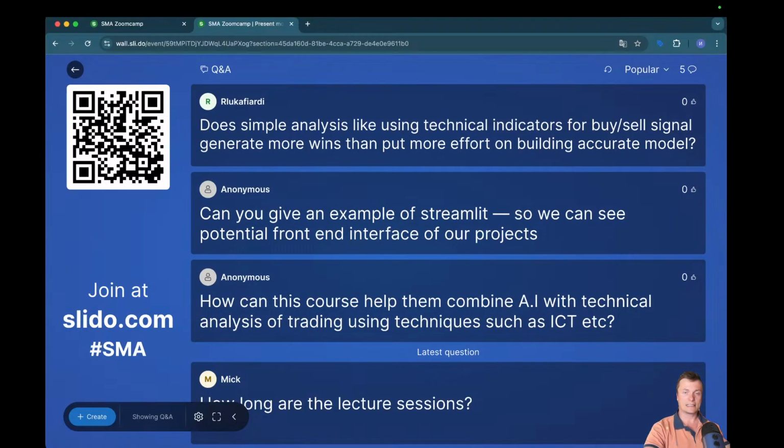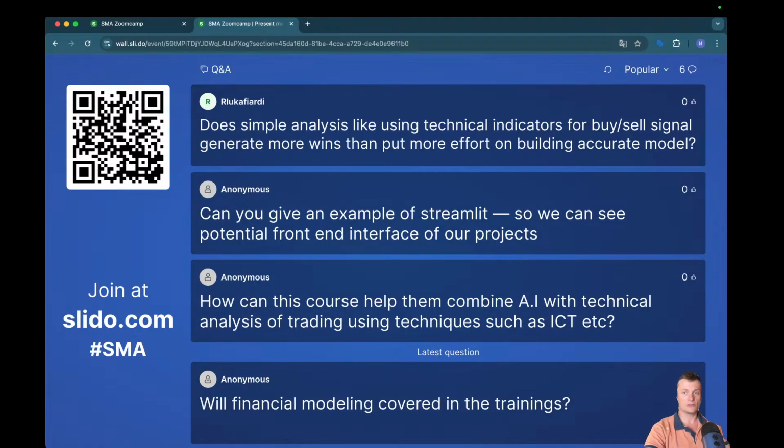Does simple analysis like using technical indicators for buy-sell signals generate more wins than putting more effort on building an accurate model? We will discuss this. We will use hand rules and specific technical indicators first, and then try to compare with ML predictions that have those technical indicators as features.